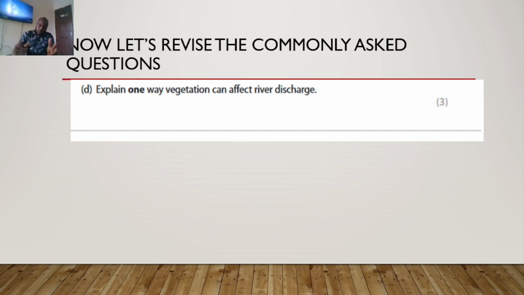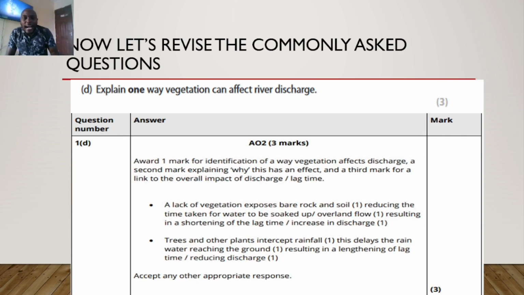Bravo for those who got it right. Vegetation, you know what that causes, okay? A lack of vegetation, and the availability of that vegetation, they have an effect either way, okay? Lack of vegetation, you know what it can cause. When there's vegetation, you know what that can cause. Talk about interception. So, let me look at this answer.